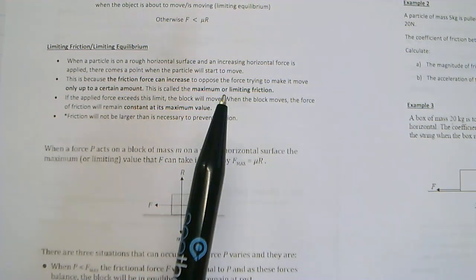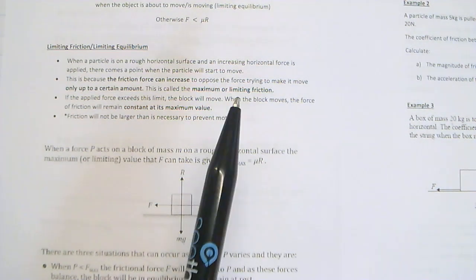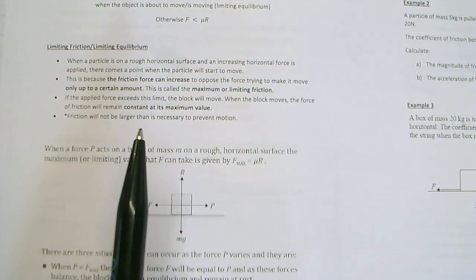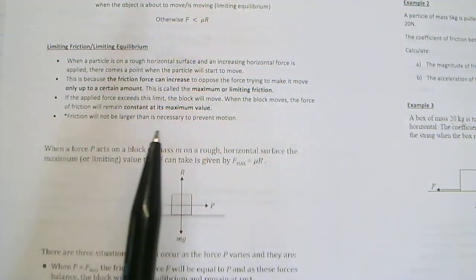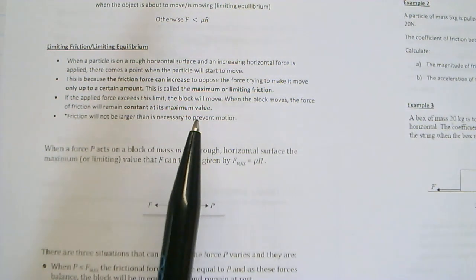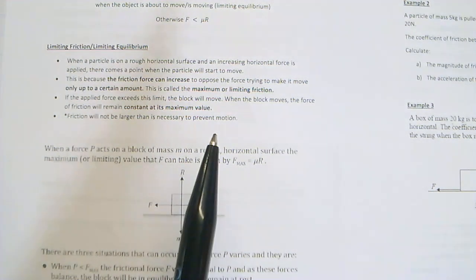So friction can increase to a certain point, its maximum. After this point, the object will start moving. Okay? If the applied force exceeds the limit, the block will move. When the block moves, the force of friction will remain constant at its maximum value. Friction will not be larger than is necessary to prevent motion.